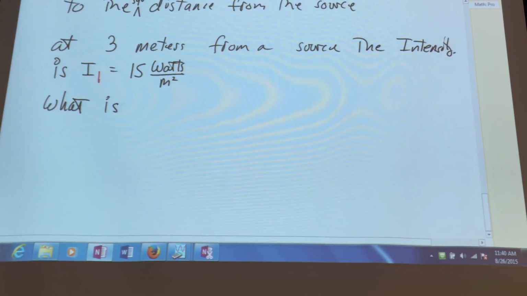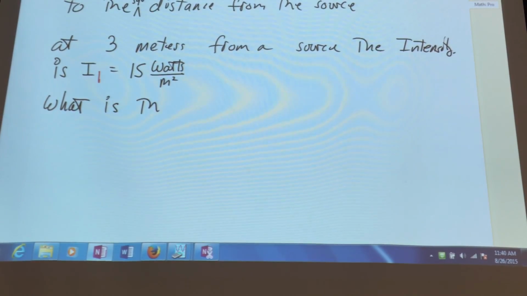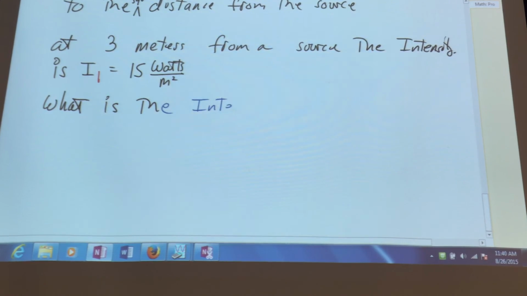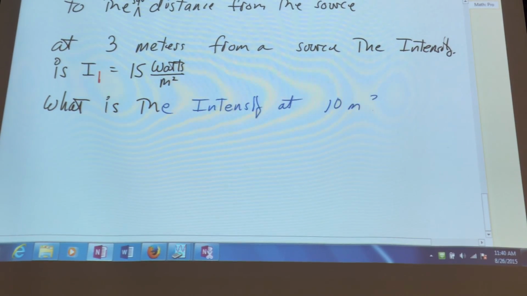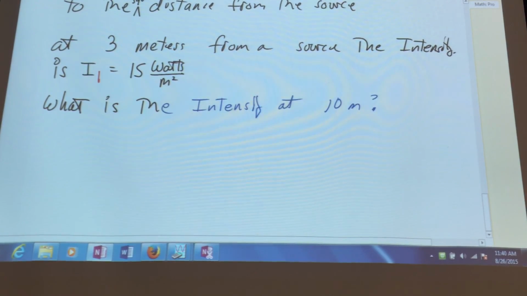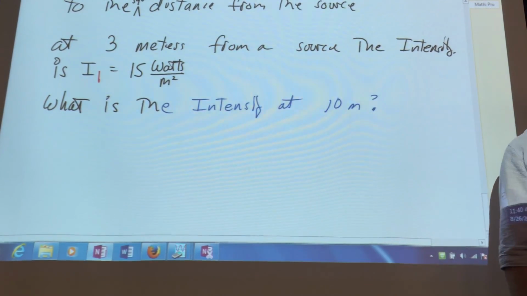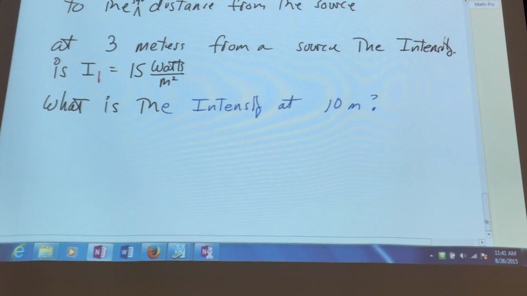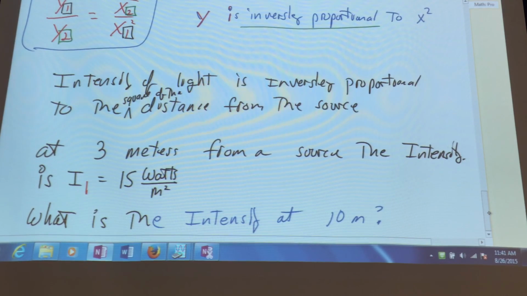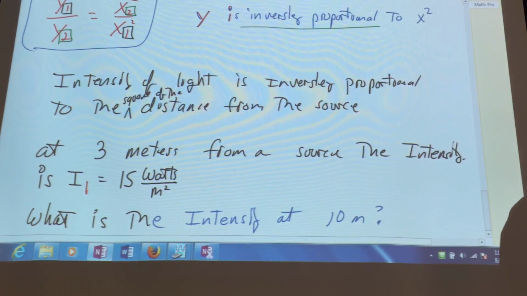What I want to know is what is the intensity at 10 meters? If you know the intensity is 15 watts per meter squared at 3 meters, what is it at 10 meters? I haven't built your formula for you yet, except symbolically like that. So you're going to have to take that and see if you can build this formula.